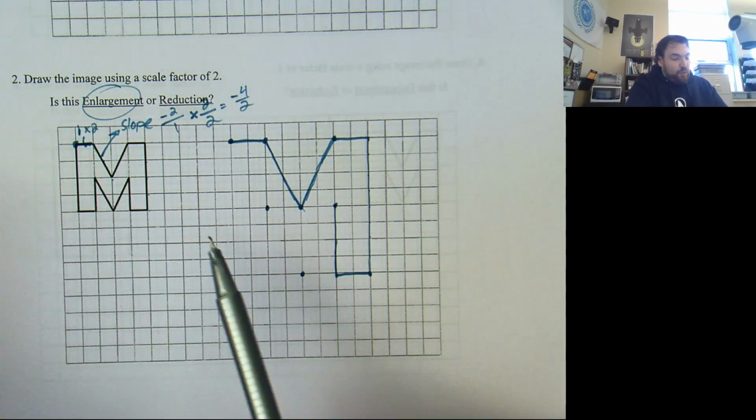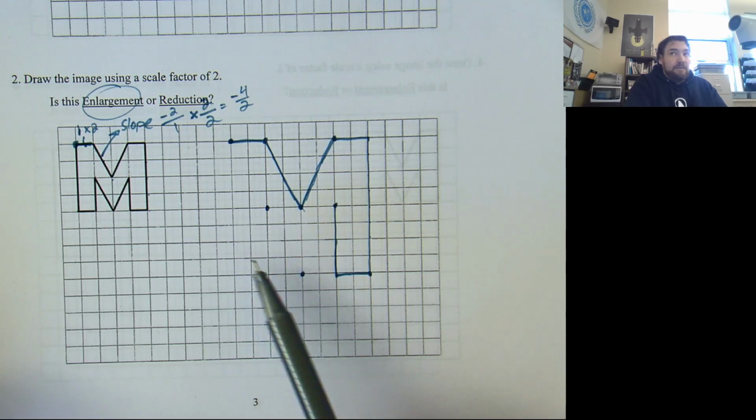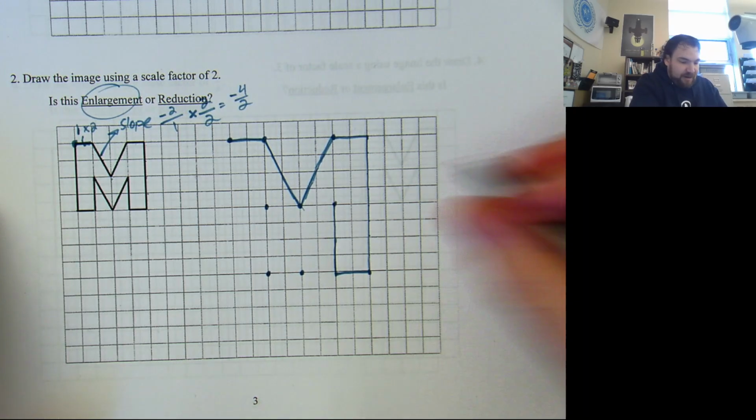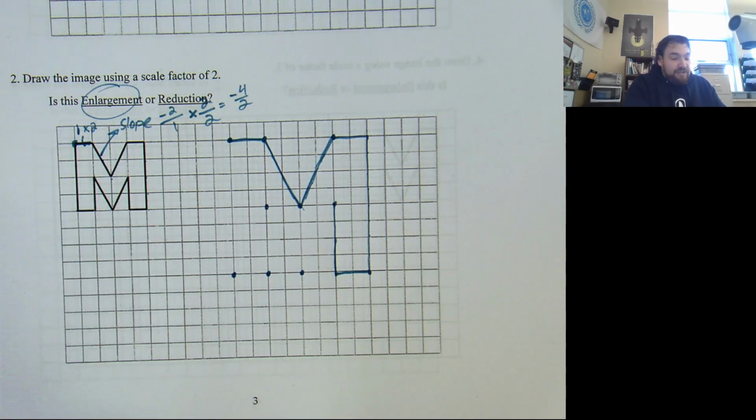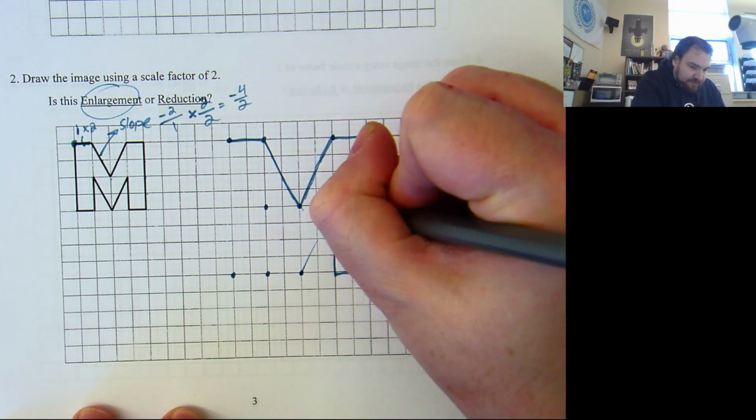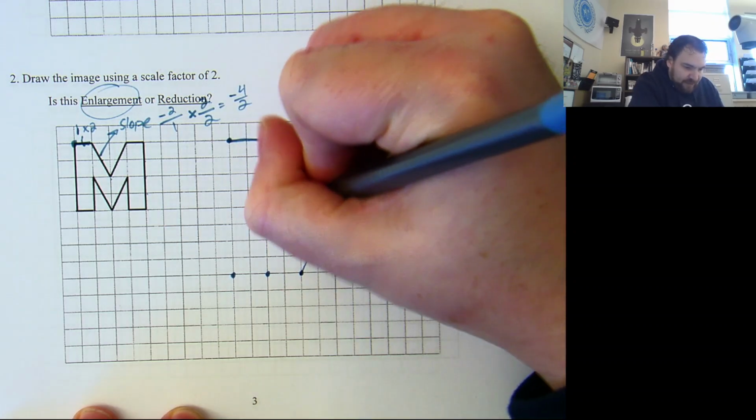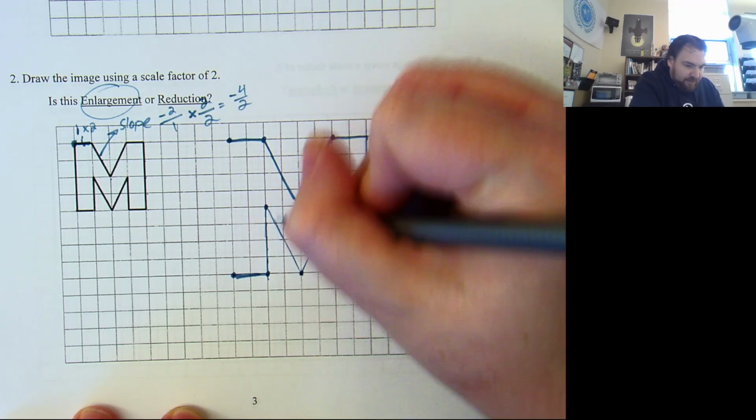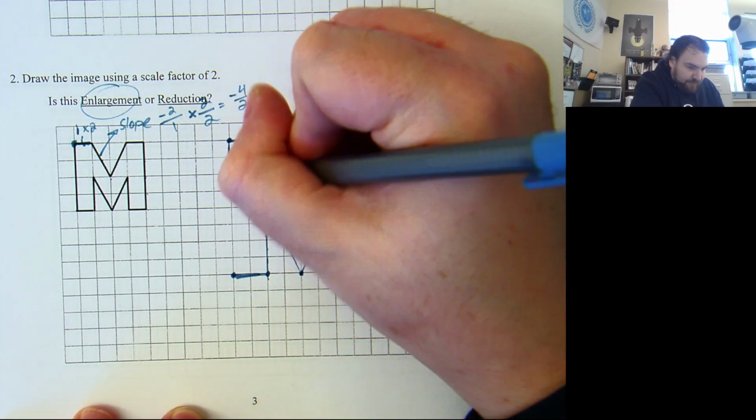And we can start shortcutting and seeing how these things end up. So I'm going to have a point there, I'm going to have a point there, and now I can just go ahead and connect the dots. I recognize that I'm going to have a diagonal here, a diagonal here, a vertical there, a horizontal there, and another vertical here.